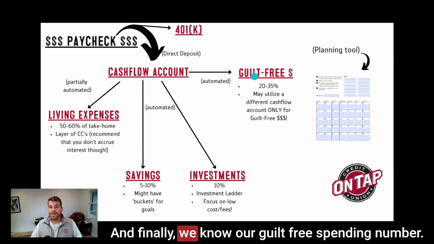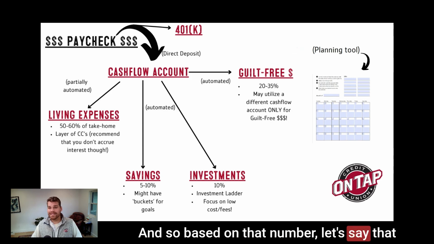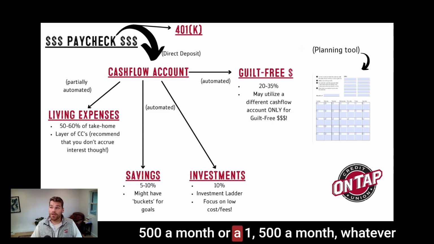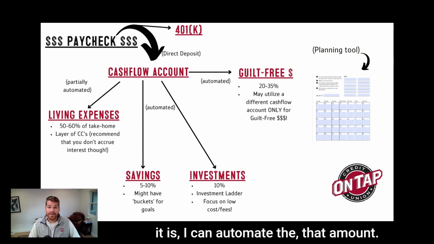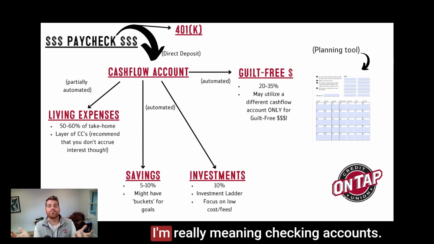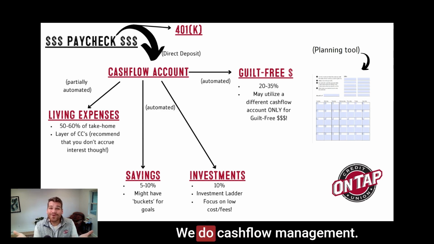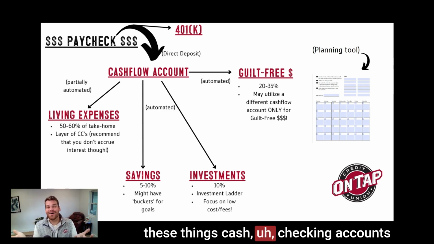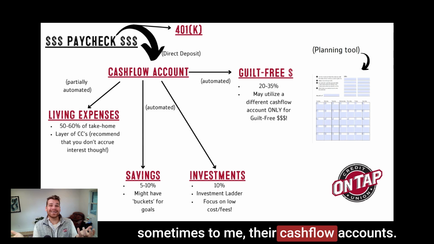And finally, we know our guilt-free spending number. And so based on that number, let's say that my guilt-free spending number comes out to $500 a month or $1,500 a month, whatever it is, I can automate that amount into a second cash flow account. And when I'm saying cash flow account, I'm really meaning checking accounts. We just don't use checks anymore. We do cash flow management. So I think it's funny that we still call these things checking accounts sometimes. To me, they're cash flow accounts.